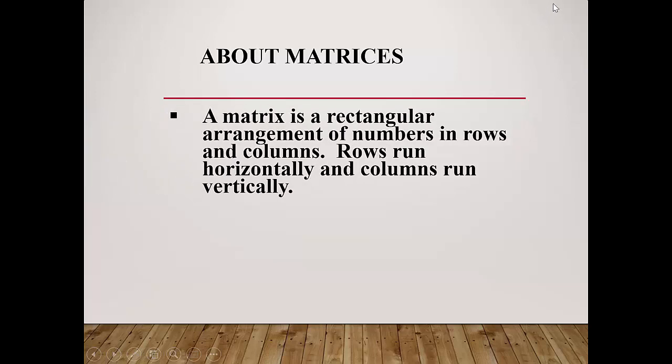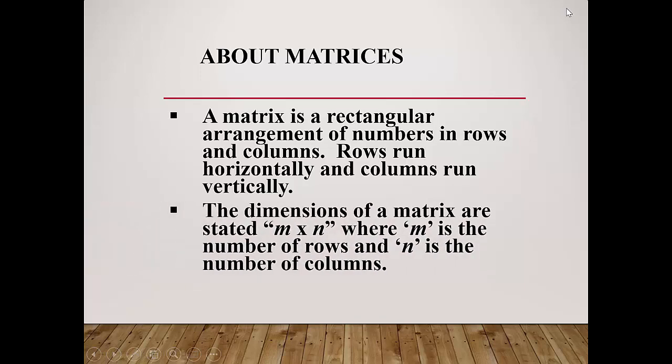A matrix is just a rectangular arrangement of numbers in rows and columns. Remember, rows run horizontally, columns run vertically. Now we can tell the dimension by stating it m by n, where m is the number of rows and n is the number of columns.